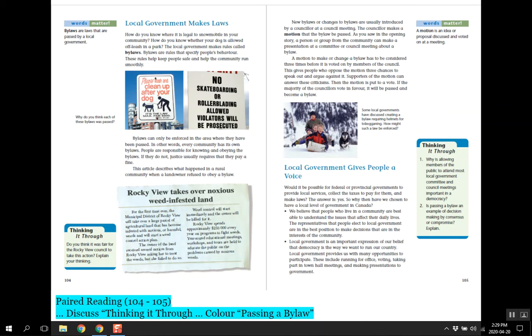Local government is an important expression of our belief that democracy is the way we want to run our country. Local government provides us with many opportunities to participate. These include running for office, voting, taking part in town hall meetings, and making presentations to government. Thinking it through. Why is allowing members of the public to attend most local government committee and council meetings important in a democracy? Is passing a bylaw an example of decision-making by consensus or compromise? Explain.